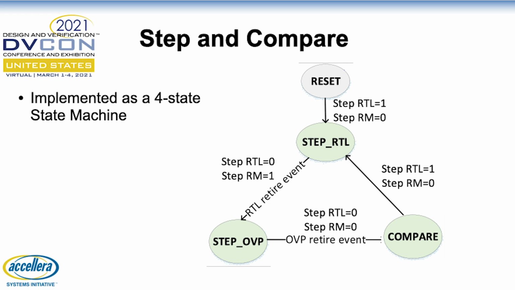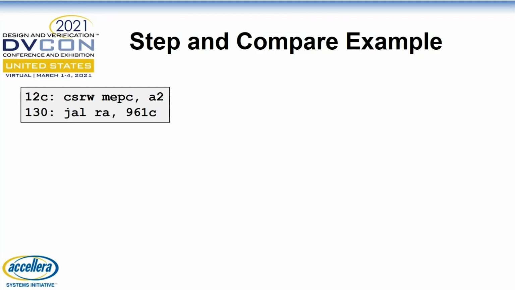compared. Once we leave the compare state, because the comparison is complete, the RTL is clocked again until retirement, and then the cycle repeats. The key takeaway from this state machine is that the RTL throttles the reference model. So next I'm going to show a step and compare example.